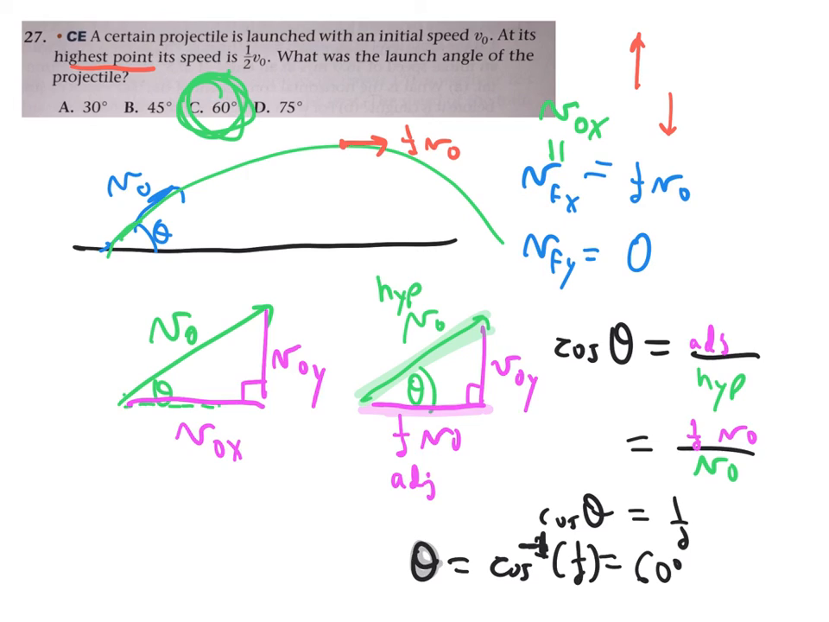In principle, we could have gone the other way and just said, try the cosine of 30, cosine of 45, cosine of 60, and cosine of 75, and see which one gave us 1/2, and that would be fine as well.